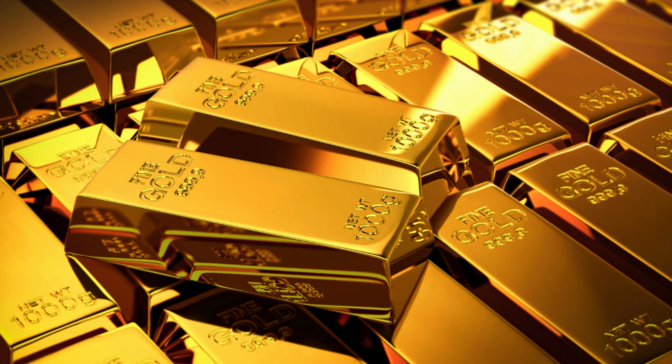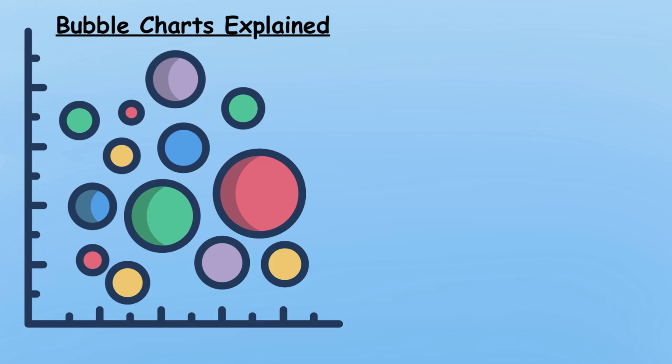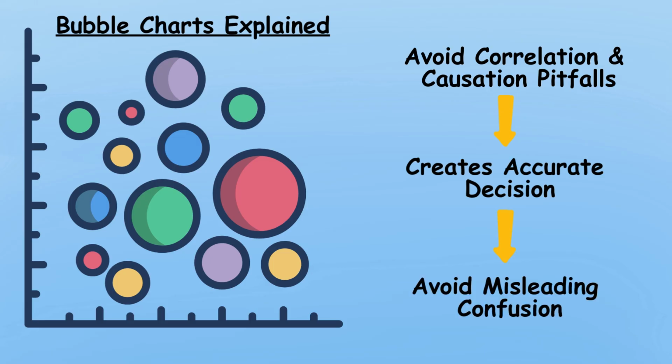Are you excited to be a gold digger, to discover hidden insights in your numerical data? A bubble chart can reveal patterns that scatter plots alone might miss, helping you avoid common pitfalls like confusing correlation with causation. Therefore, as data scientists, contextual data analysis is necessary for making accurate decisions and avoiding misleading conclusions.